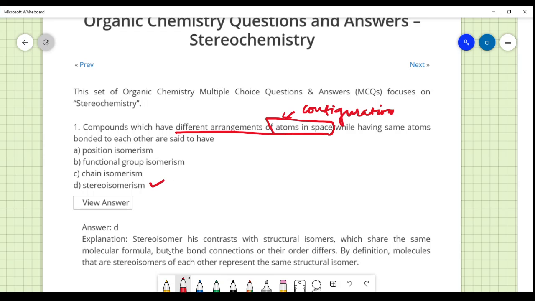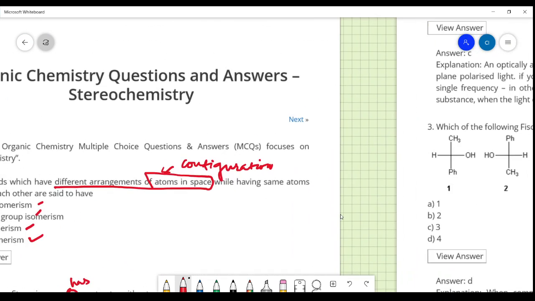You can read this out. Stereoisomers, in contrast, are different from structural isomers, which share the same molecular formula but have different bond connections. This statement in the explanation is wrong; I think it is a mistake. Stereochemistry contrasts with structural isomers. By definition, structural isomers do not form stereoisomerism. They come under different isomerism, such as functional group isomerism and so on. But atoms in space, the configuration itself suggests that you have this.